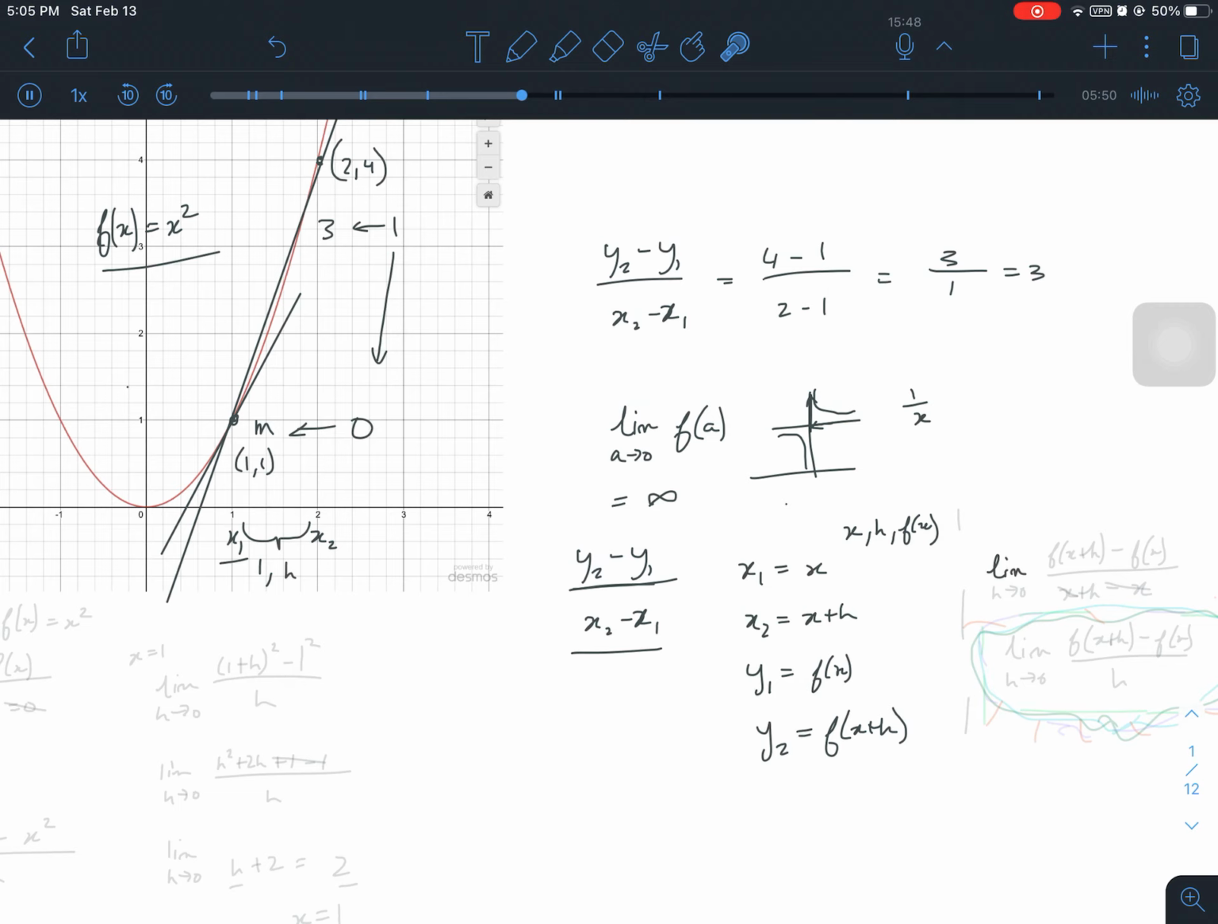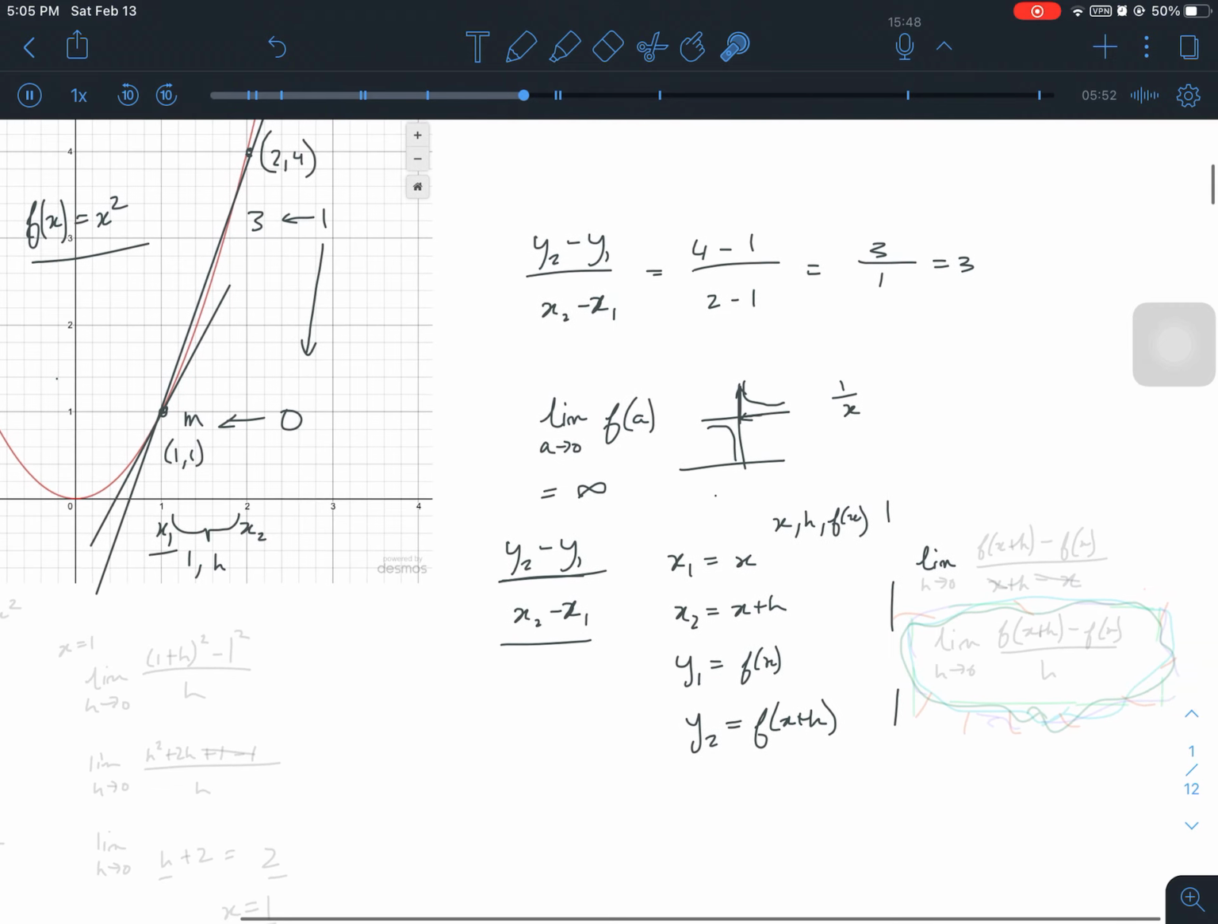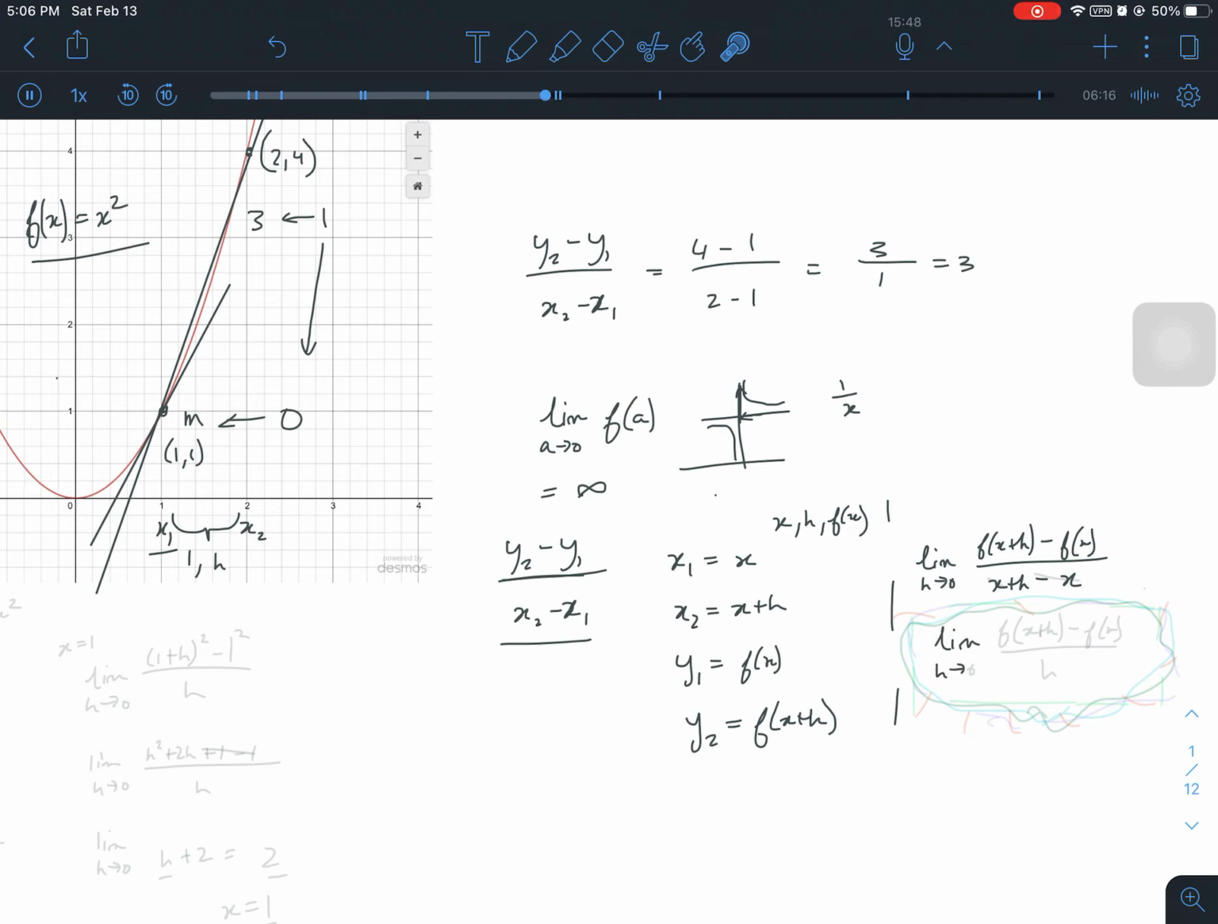So the limit as h approaches 0, because we want the width to go from 1 to 0, right? Of f of x plus h minus f of x over, what's x2? x2 is x plus h, then minus x1, which is x. And we cancel the like terms, which is the x and the negative x.